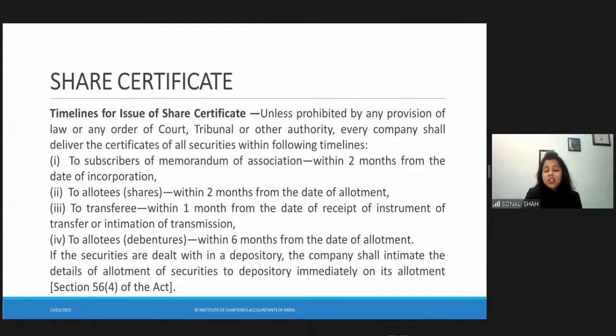So what is the difference between the allottee and the transferee? The allottee is the person who made an application for allotment of shares during the IPO and the FPO, and the shares were allotted to him. So in that case, the share certificate has to be given within 2 months of the date of allotment. The transferee is the person to whom the shares are transferred under a deed of transfer. So under an instrument, the shares are transferred.